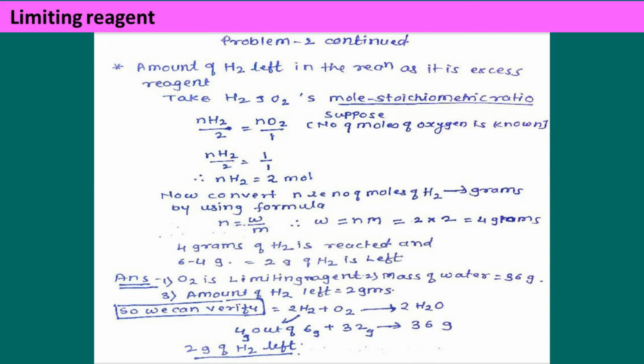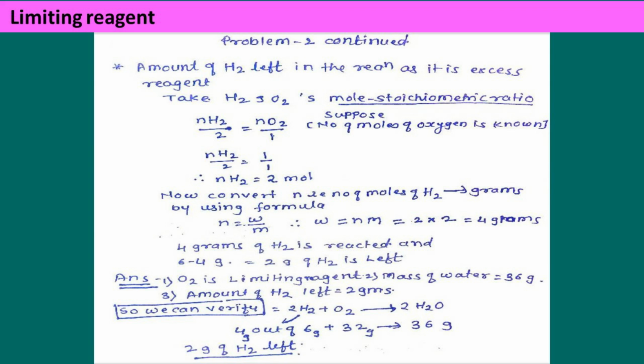Amount of hydrogen left in the reaction, as it is the excess reagent. For this, take the hydrogen and oxygen mole stoichiometric ratios. What is the stoichiometric ratio of hydrogen? It is x upon 2, the number of moles of hydrogen upon 2. And for oxygen, the number of moles of oxygen upon 1. What you have to calculate is the amount of hydrogen left, so leave it as it is. n of H2 upon 2 is equal to n of O2, which is 1 upon 1. Next step, n of H2 is equal to 2 moles.